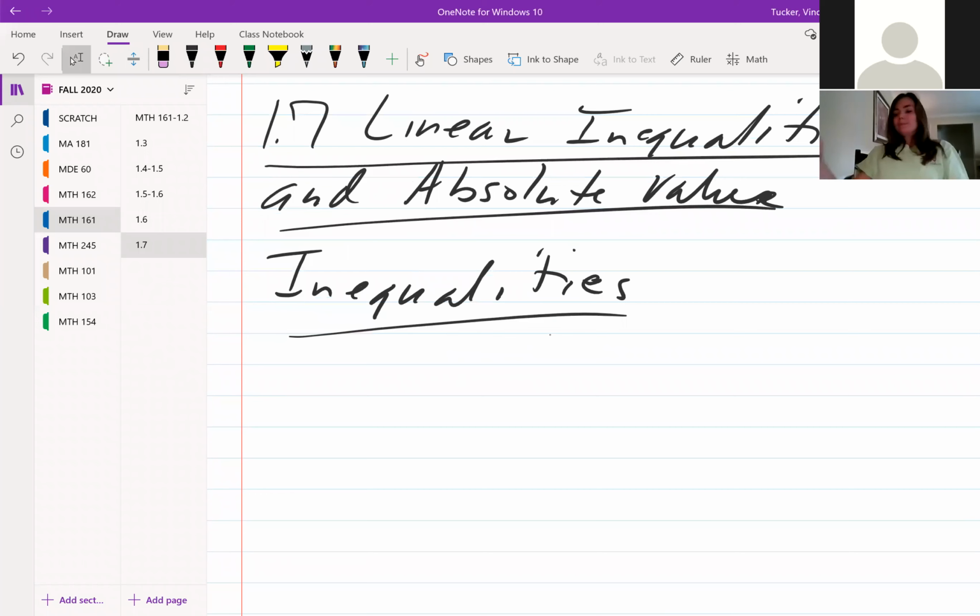So 1.7 is linear inequalities and absolute value inequalities. So we will start off with the linear inequalities. As a matter of fact, let's go with the linear equation first.